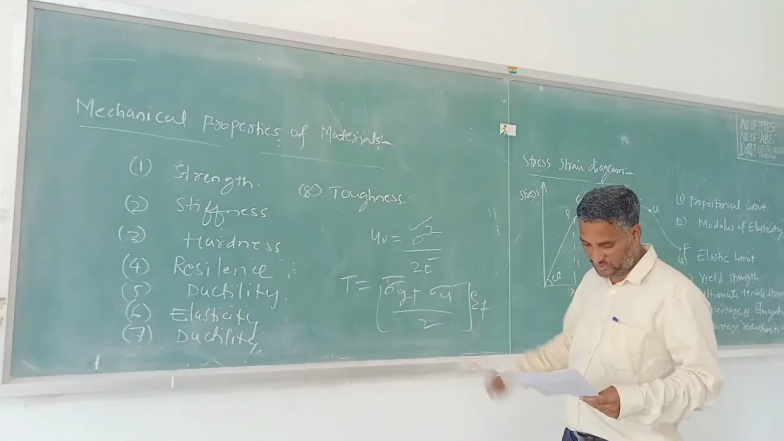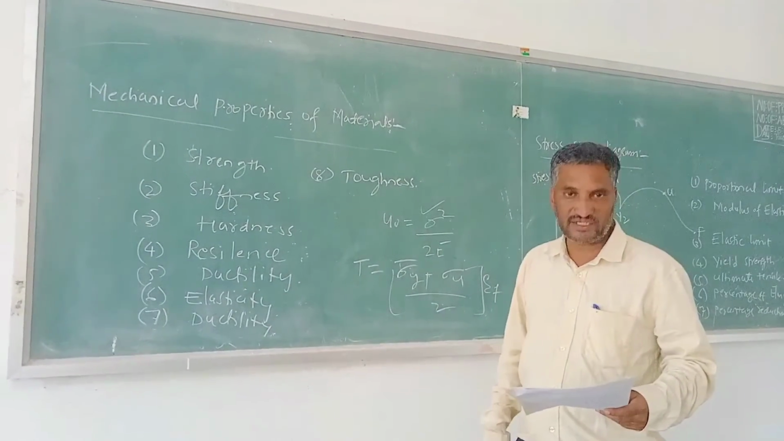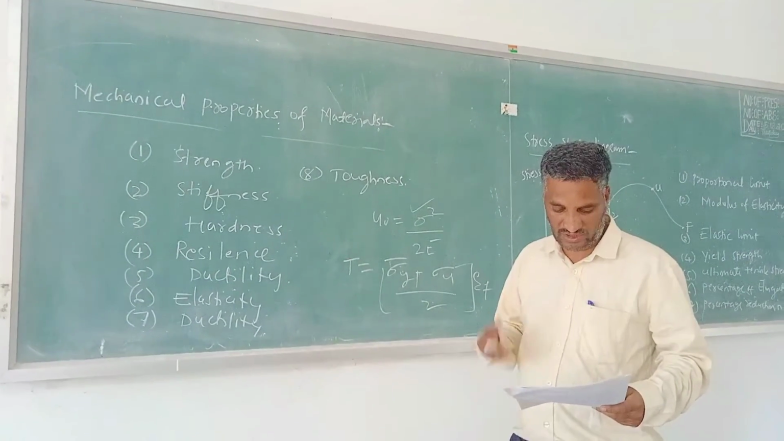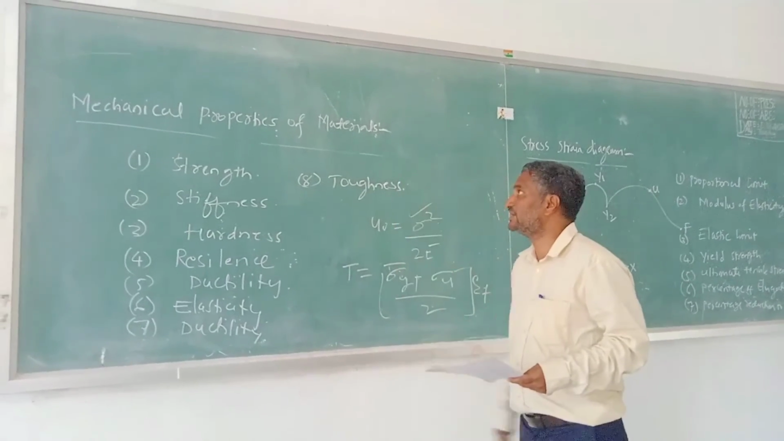You can calculate it. When I say a material is tough, it undergoes bending and twisting before failure takes place. In all steel materials you can find the toughness property, right? So these are all the different properties of the material.